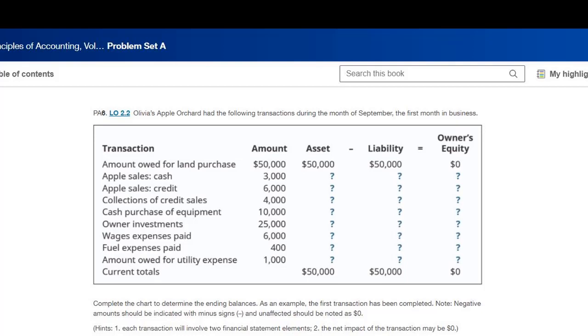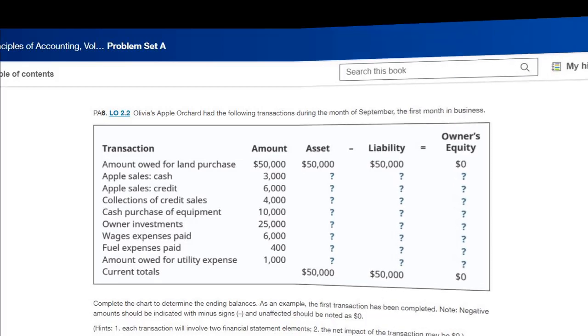Here in PA6, you see the basic equation set up. Assets minus liabilities equals owner's equity. And they have a list of transactions, each of which presumably is either going to change the value of the assets or the value of the liabilities, and therefore change the value or worth of the company overall. And that's the purpose of PA6.